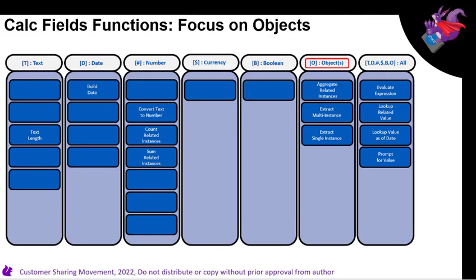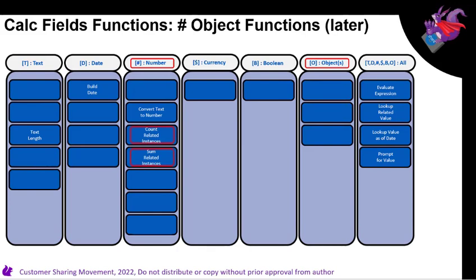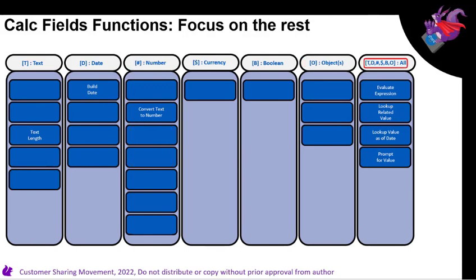Focusing briefly on the object functions, this is something we're going to do later. So for now we're going to remove these three, but there's also some object-related functions that return numbers, count-related instances, and some related instances. We will also take a look at those later. Focusing on the rest of the functions, these are the functions that could return any of the types. So these are grouped in this column called all.